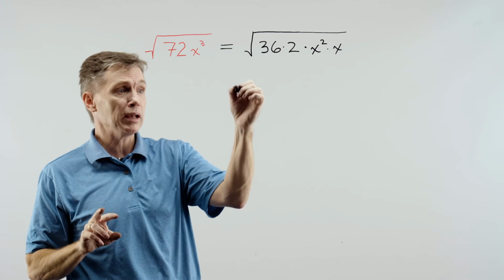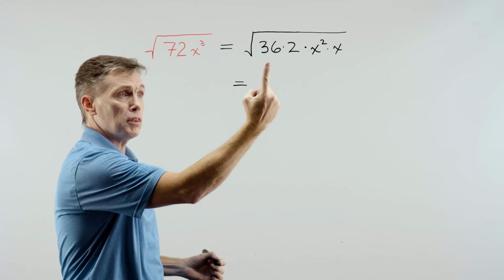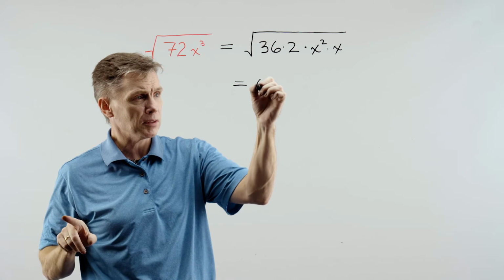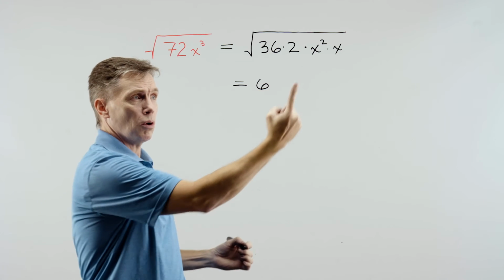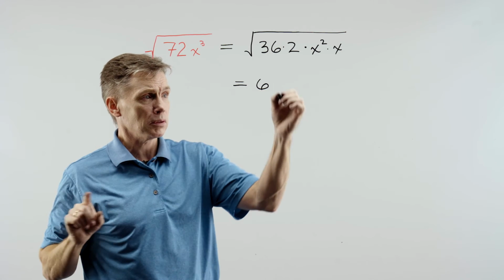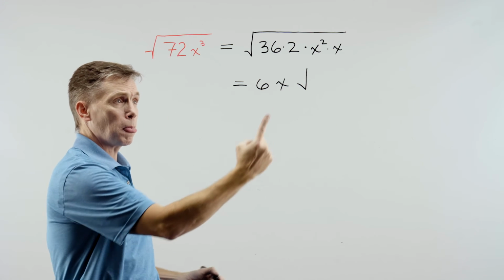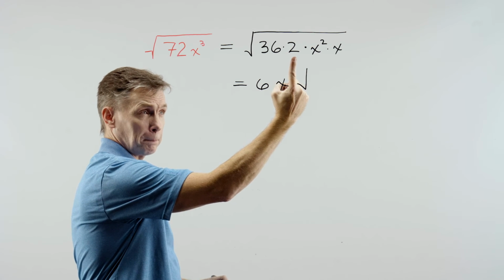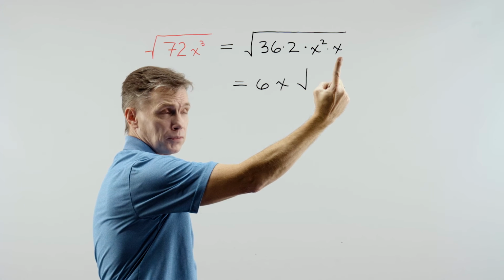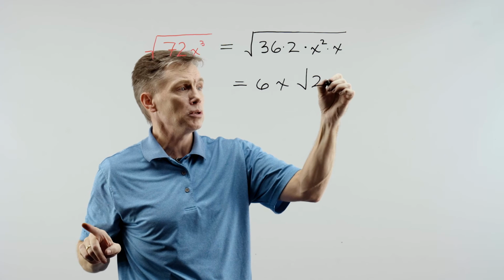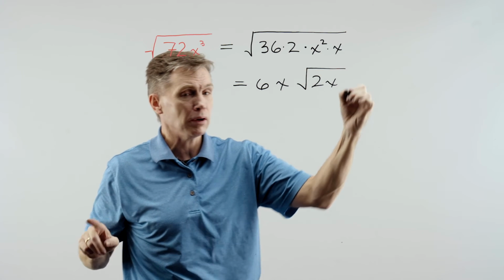Okay, so now in my next step, as I mentioned, with this breakdown, I know what the square root of 36 is. It's 6. And I know what the square root of x squared is. I think it's just x. And then square root, and this 2, and this single factor of x are still stuck under the radical. So make sure you write 2x under the radical.